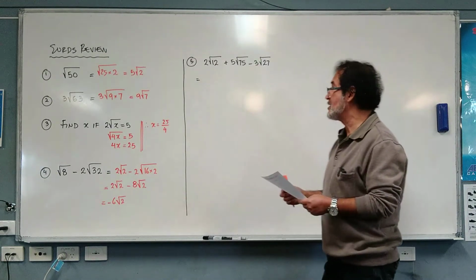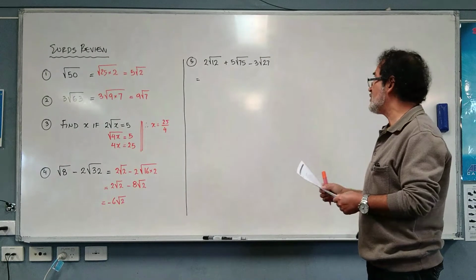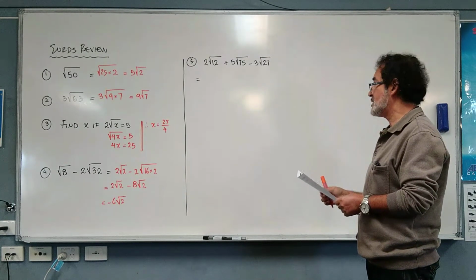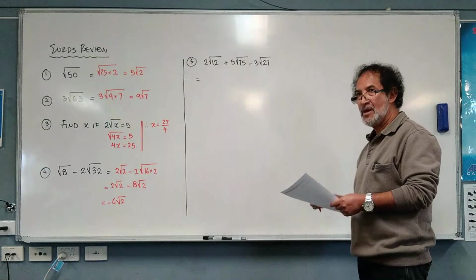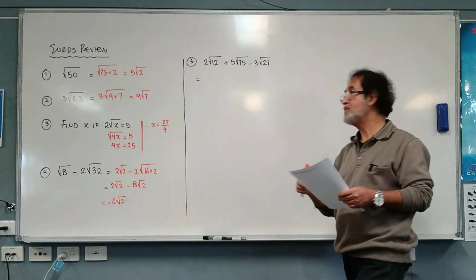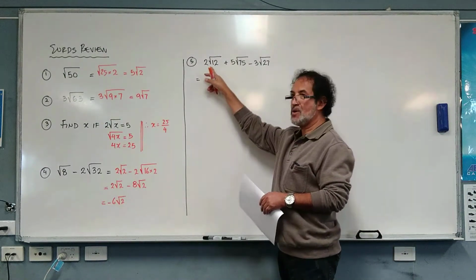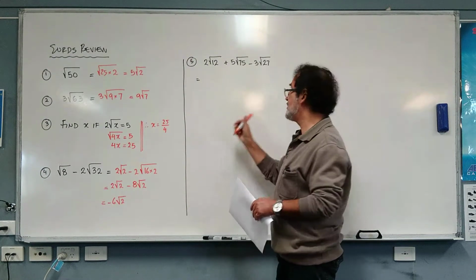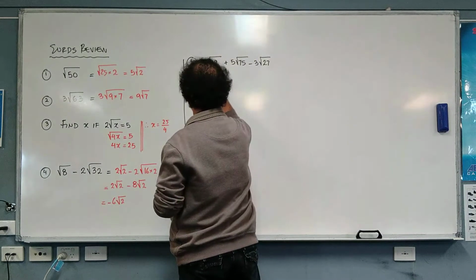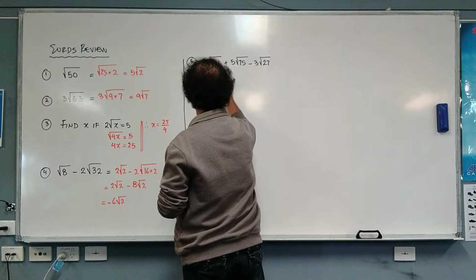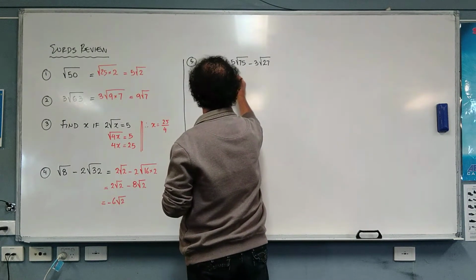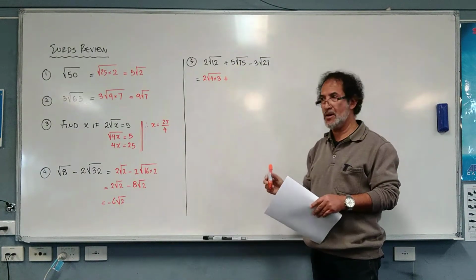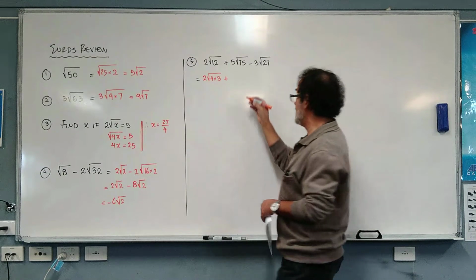Okay, let's do this one. So this is 2 square root of 12 plus 5 square root of 75, take away 3 square root of 27. So there are a few things that we need to simplify, right? Okay, the highest square number that goes into 12 is 4, 3 times, so we're going to have 2, 4 times 3. And what is the highest square number that goes into 75? How many times? 3. Right.